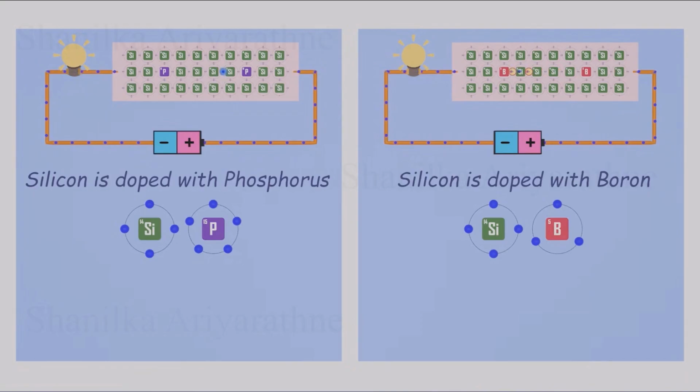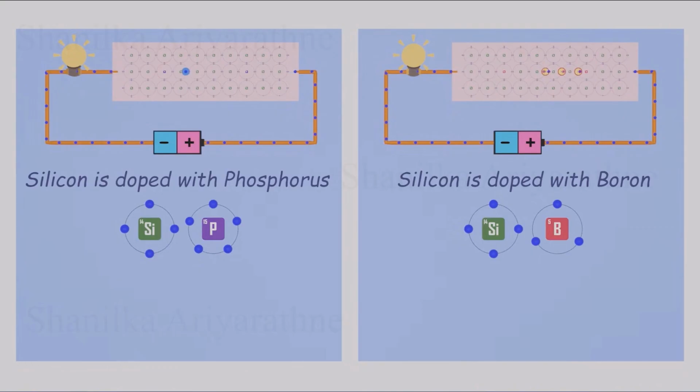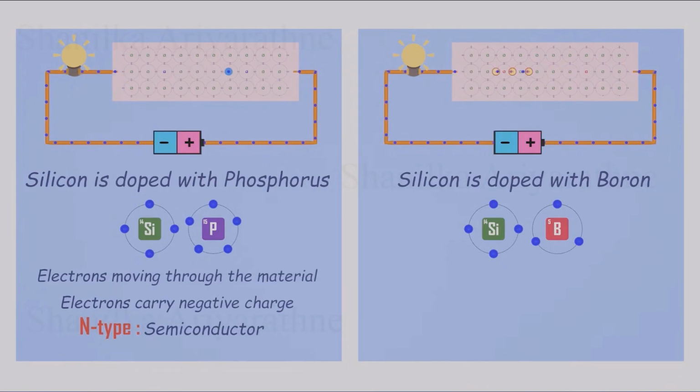To keep things clear, let's focus only on free electrons and holes, because these are the charge carriers responsible for conductivity. When free electrons are present, we can see electrons moving through the material. Since electrons carry negative charge, this type of material is called negative type, or N-type.